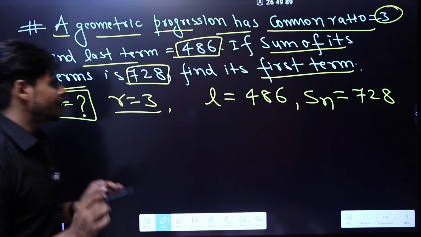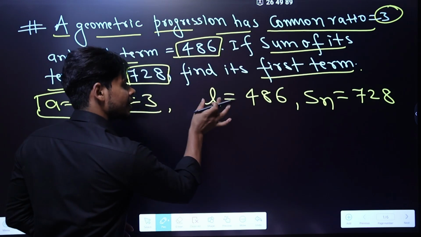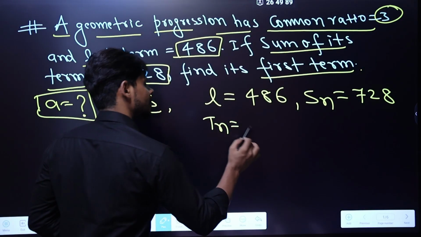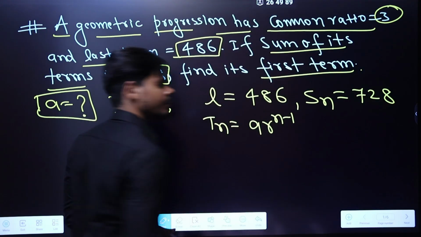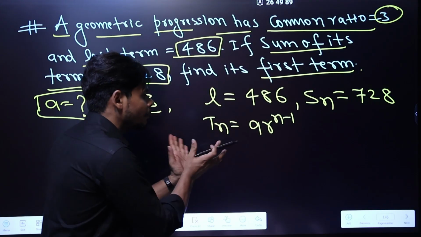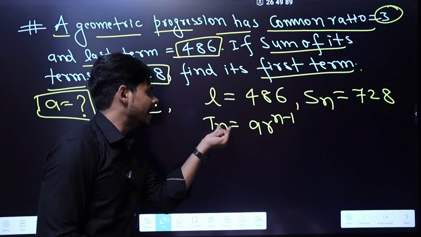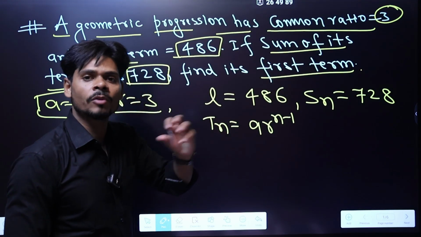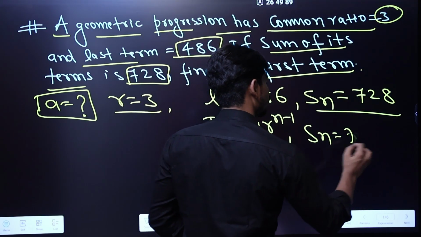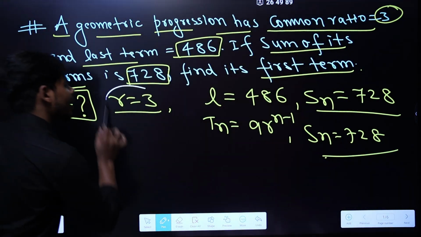So let's examine what information is given over here. The general term, or basically the last term, is nothing but a r raised to the power n minus 1, right? And in this case n represents the whole number of terms. That's why I wrote L as Tn, but n here represents all the number of terms of the GP, and here we are also given Sn.